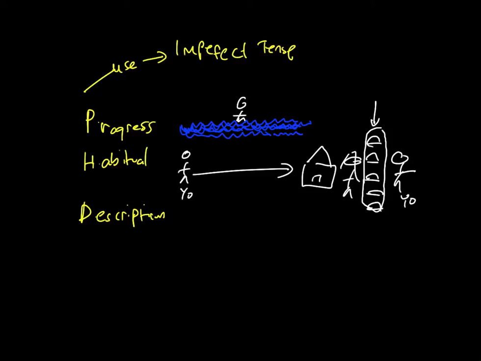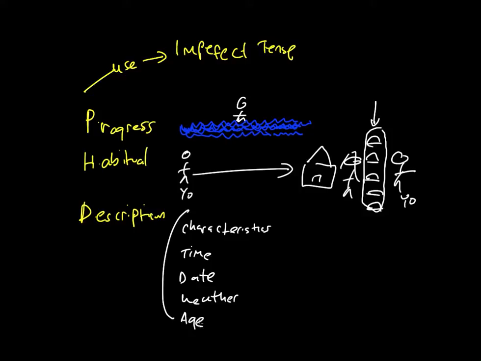Now let's take a look at description. Now, description can mean a few things. One, it can mean describing someone's characteristics. It could mean describing the time. It could be describing the date. It could be describing the weather, and it could be describing someone's age.